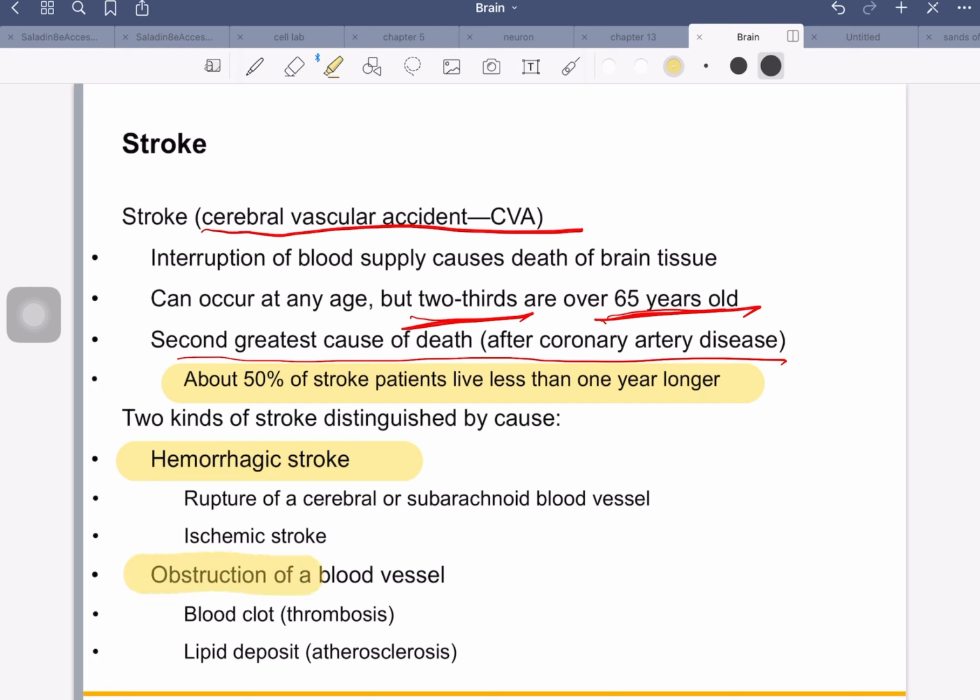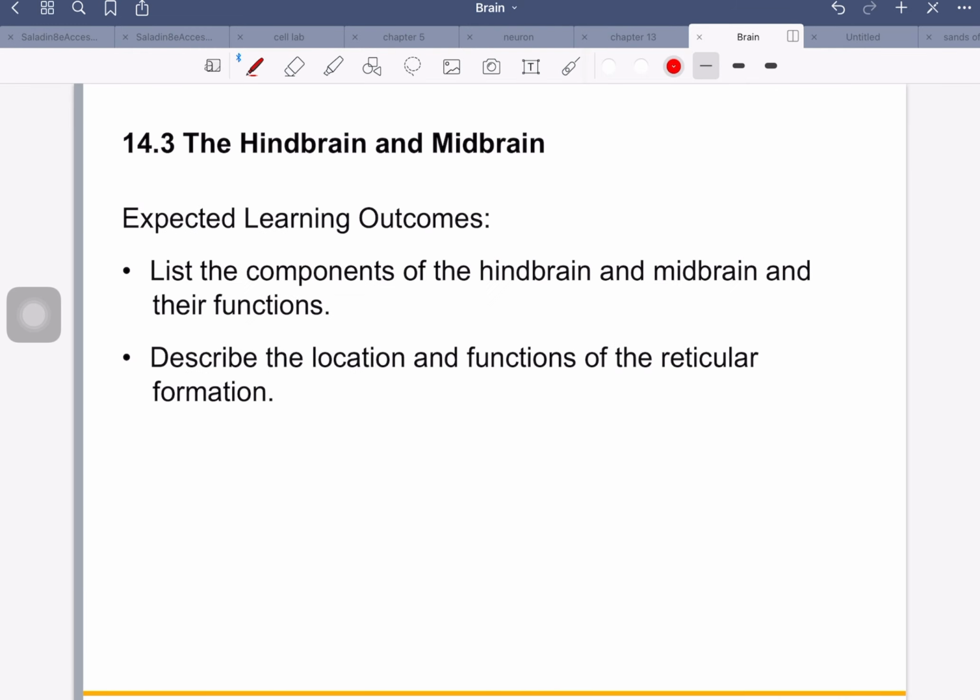The other one is obstruction of blood vessels, and this would be something such as a blood clot, a thrombosis, or lipid deposit, like an atherosclerosis, or a chunk of lipid composite breaking off in another blood vessel and traveling up here and basically obstructing. These two types of strokes are very different creatures in terms of how they're dealt with, but the end result is both of them disrupt blood supply.